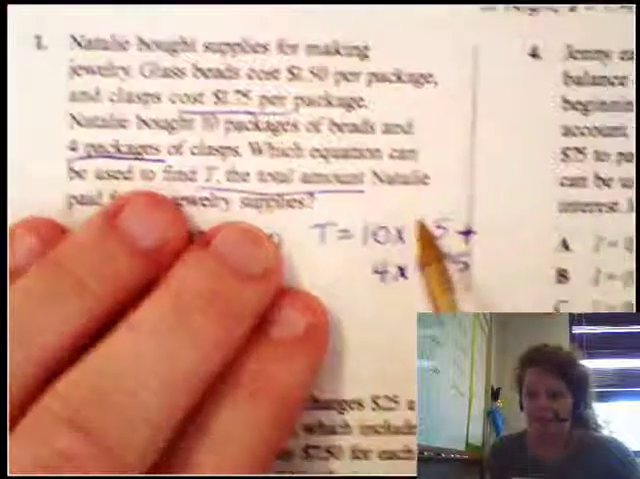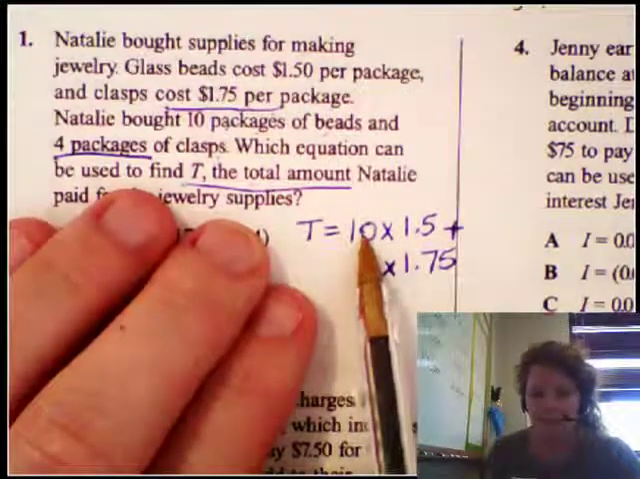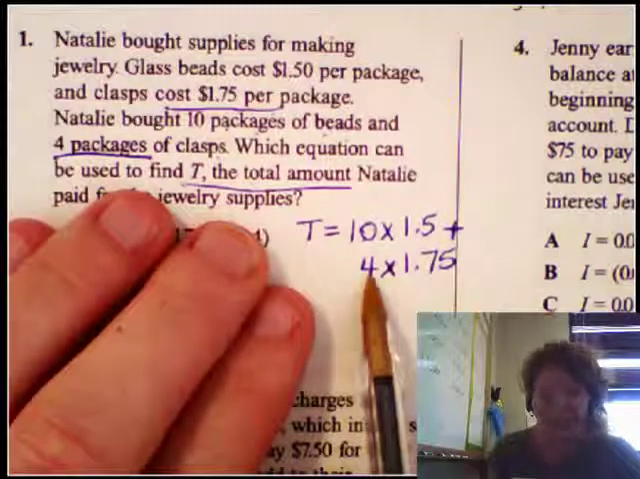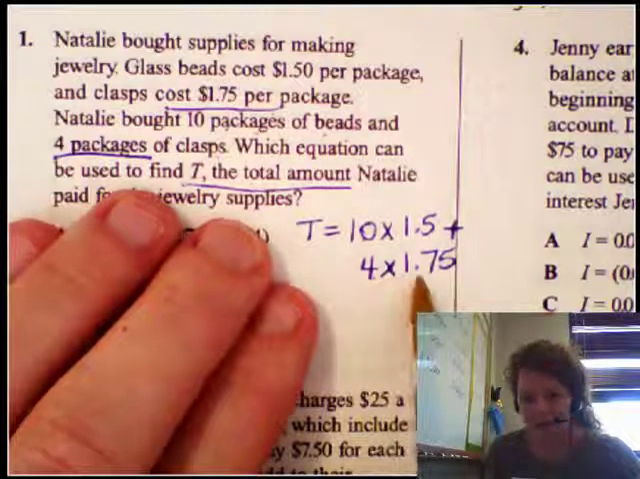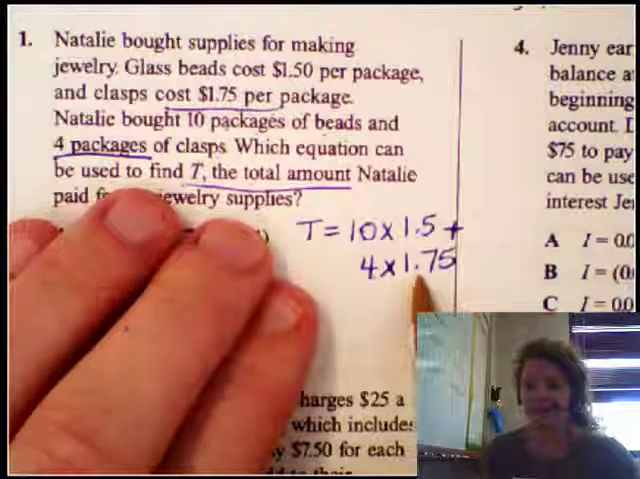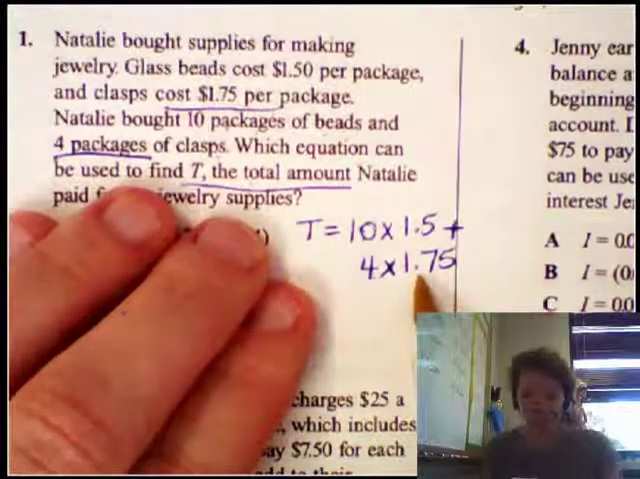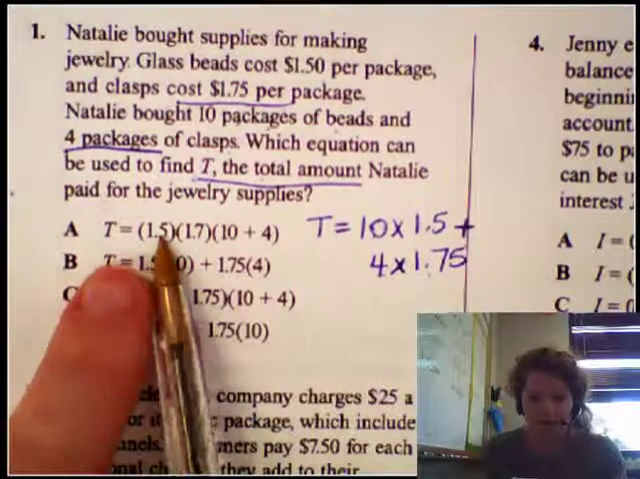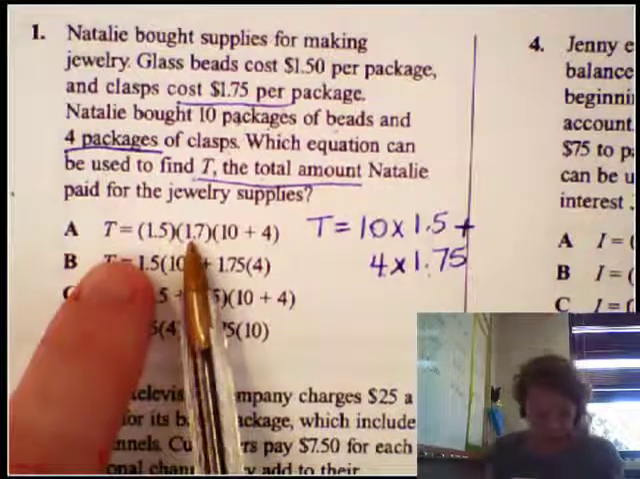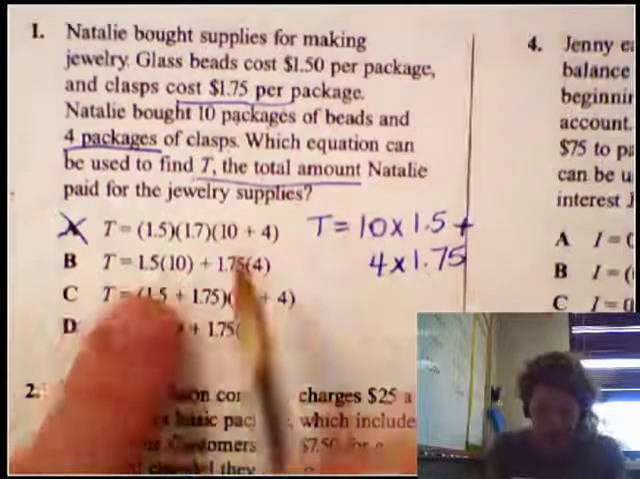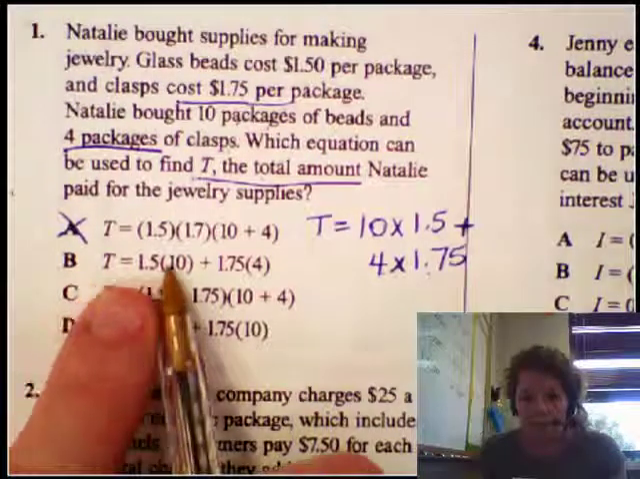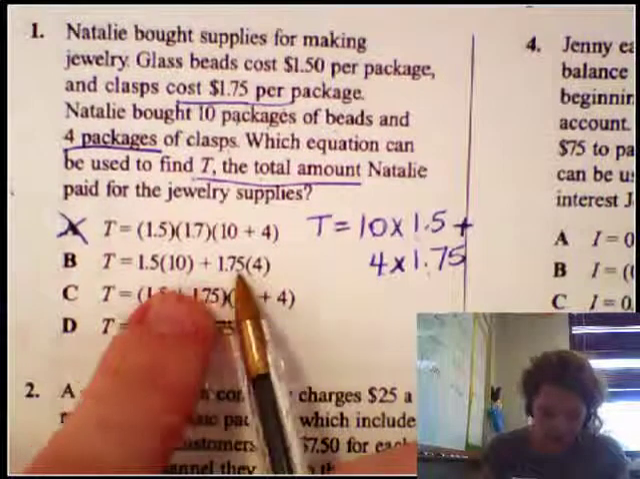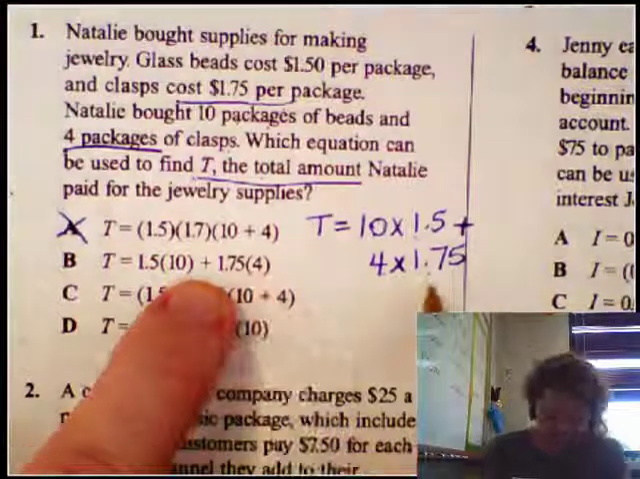Okay, let's look at this and make sure this makes sense. She bought 10 bags of beads times $1.50 per bag plus 4 bags of clasps times $1.75 per package. Excellent. Now all we have to do is find an equation that looks like ours. Now let's look at the choices. 1.5 times 1.7, no way, we didn't multiply those together, so it's not that one. The next one, 1.5 times 10, oh, we did that. They just wrote it in different order, but that's okay. Plus 1.75 times 4. Yes, that's exactly what we did.